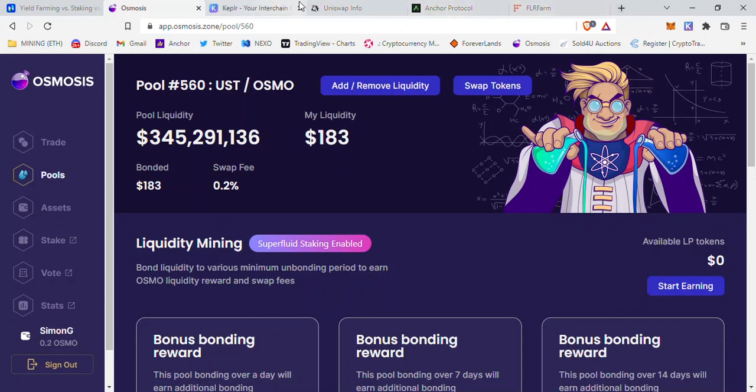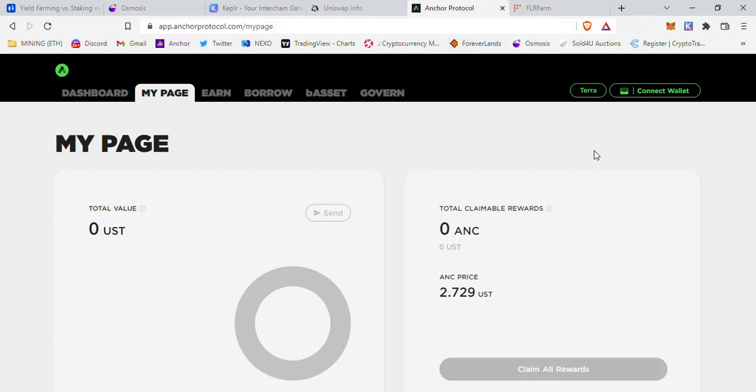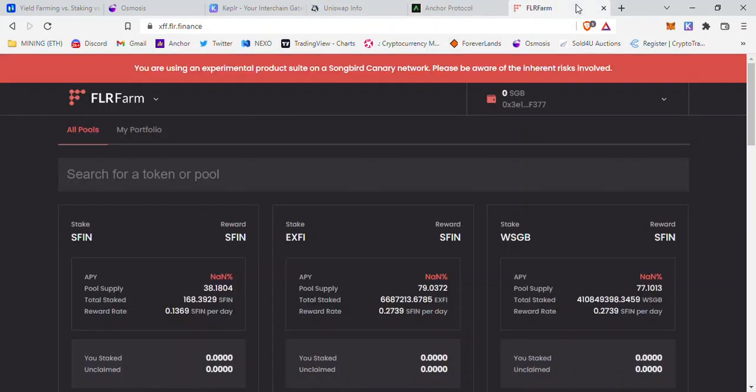There are risks involved with every single one of these. Obviously, the entire protocol could fail. There could be a rug pull. Smart contracts could fail. All this stuff. There are risks involved with everything. In this platform in particular, you are using an experimental product suite on a Songbird Canary network. Please be aware of the inherent risks involved. It is a test net, so everything you lose is on you.